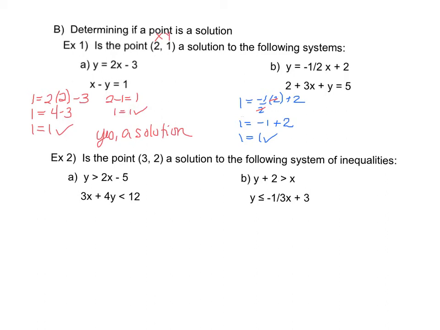Plugging into, again, the second equation, I get 2 plus 3 times 2 plus 1 equals 5. Well, that gives me 2 plus 5 plus 1. Well, that gives me 8 equals 5. Well, I know that that's not true, so it did not work for both of them. And to be a solution to the entire system, it has to work for both. So I would say no, not a solution.